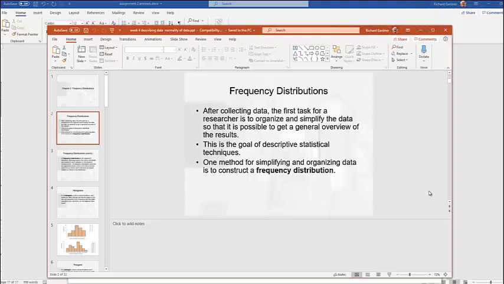All right, a frequency distribution. There's a ton of different frequency distribution graphs. You've got your bar charts, your pie charts, your histograms, your stem and leaf plots. Basically, it just shows you how the data is spread out. Literally, that's what it means. How is your data spread out? That's what a frequency distribution is.